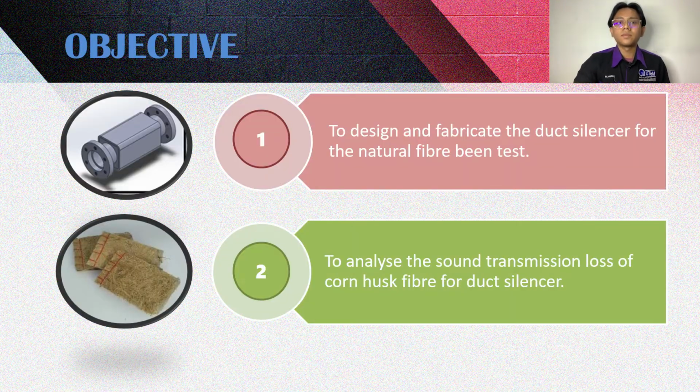Next is objective. I have 2 objectives in this project. First, I need to design and fabricate the DUCT silencer for the natural fiber bin test. And second, I need to analyze the sound transmission loss of HUSK fiber for the DUCT silencer. That is my objective for this project.